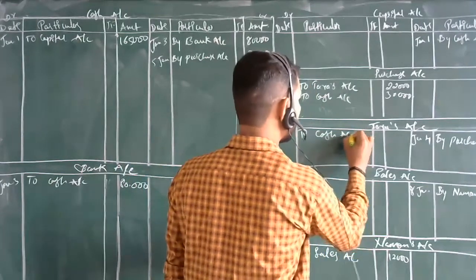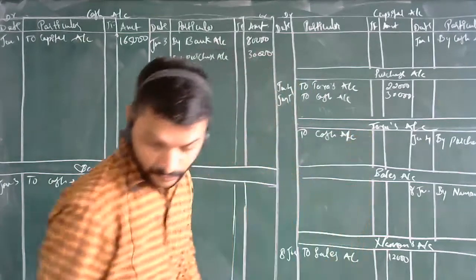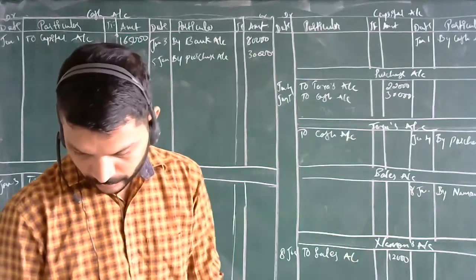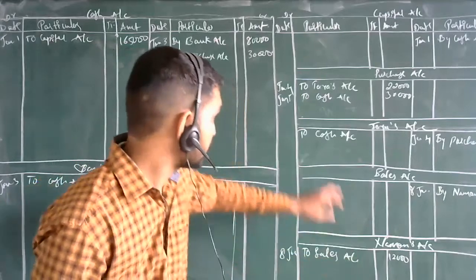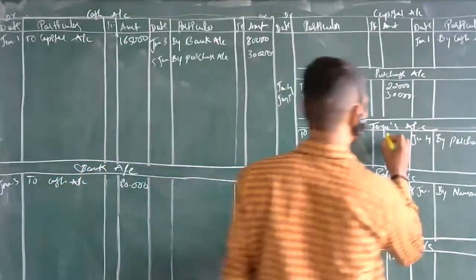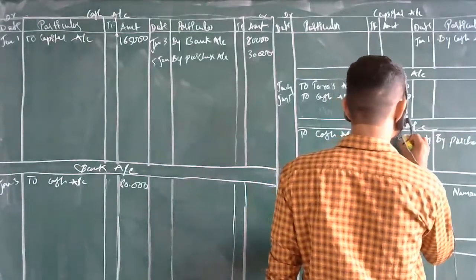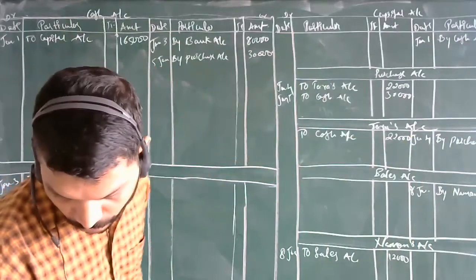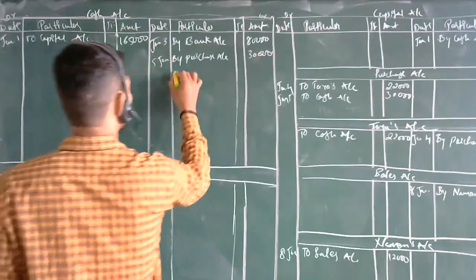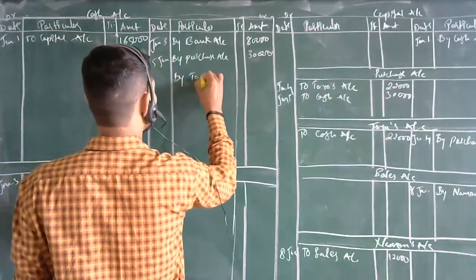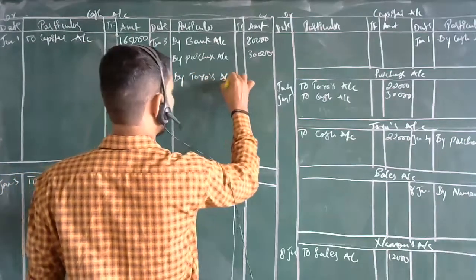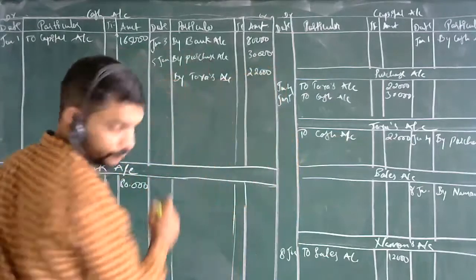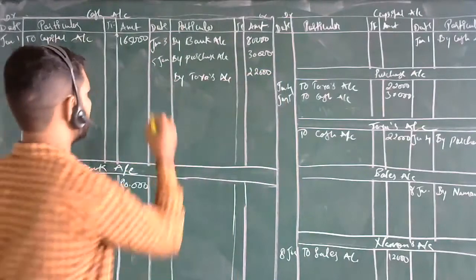What is the amount over here? To Tara's account, yes. To cash account, as I entered over here, 22,000. 22,000 got over here. And one more, cash account. Cash account you have got here, means by Tara's account. How much is it? 22,000. On which date is it? 10th.